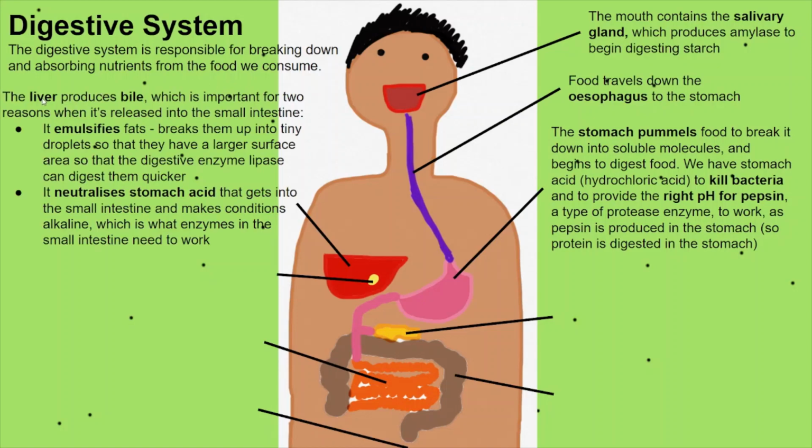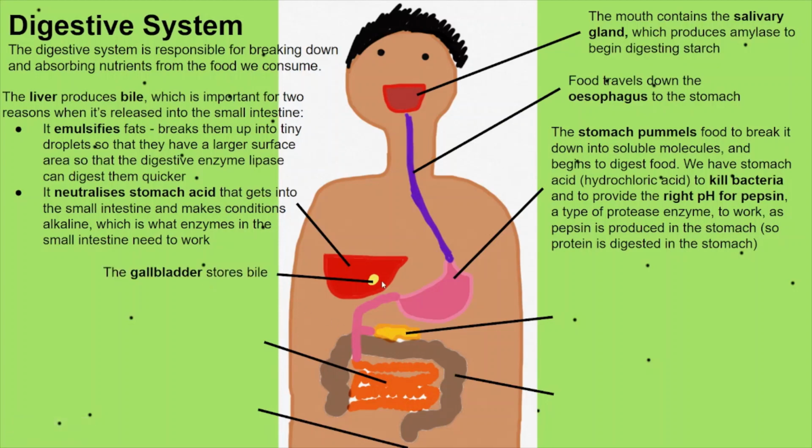Now, the liver has various functions, but the one that you really need to remember is that it produces bile. And bile is important for two reasons. It gets released into the small intestine, this orange thing down here. First of all, it emulsifies fats, which just means it breaks them up into tiny droplets. This means they have a larger surface area, which means that lipase digests them quicker, because fats can sometimes be hard to digest. And it also neutralizes the stomach acid that can get into the small intestine, which makes sure that the conditions in the small intestine are alkaline, which is what many of the enzymes there need to work best.